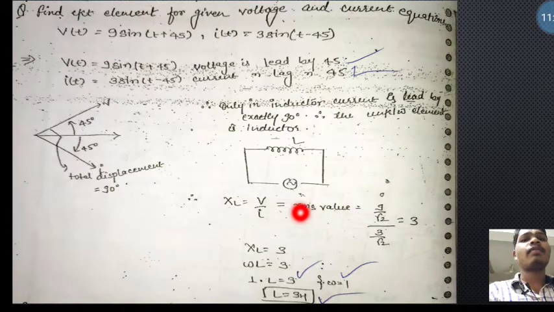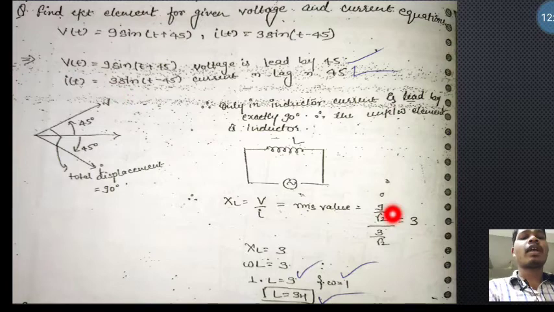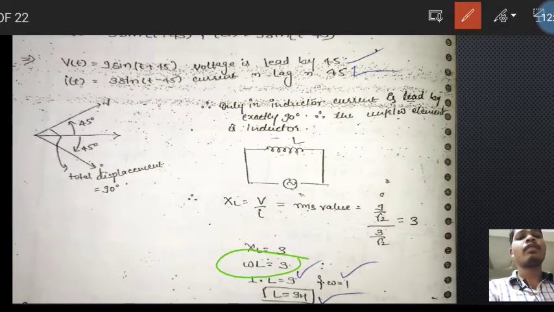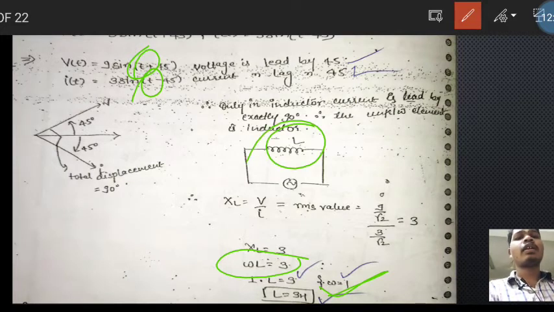For the RMS value, 9 divided by root 2 is our RMS voltage, and 3 divided by root 2 is the RMS current. So 9 divided by root 2, divided by 3 divided by root 2. After calculating this, you will get 3 as our XL. Okay, so XL is 3, then omega L is equal to 3. The value of omega here is 1, so 1 into L is equal to 3. So L is equal to 3 Henry. So the circuit element is an inductance, and the value of the inductance is 3 Henry.